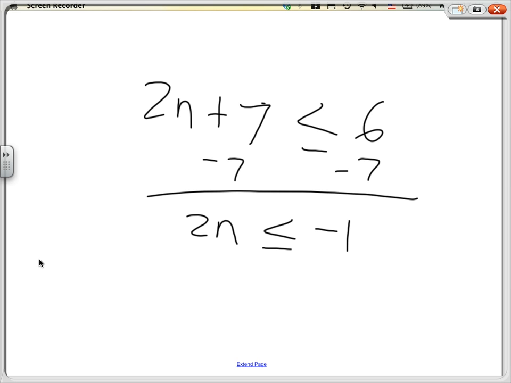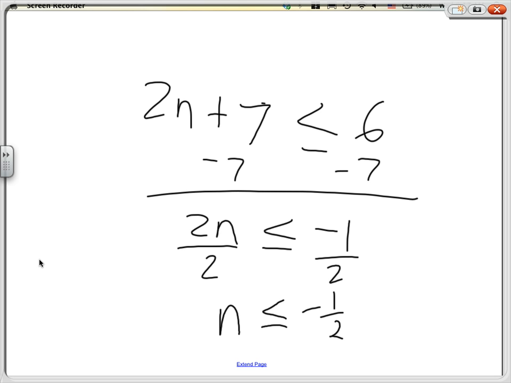Divide by what? By 2. So is this something that we can do at this point? Okay, so then now we say, oh, n, our number, is what? Less than or equal to, wait, same sign. What, here? Less than or equal to what? -1/2, right? So then I ask, how do we graph this?